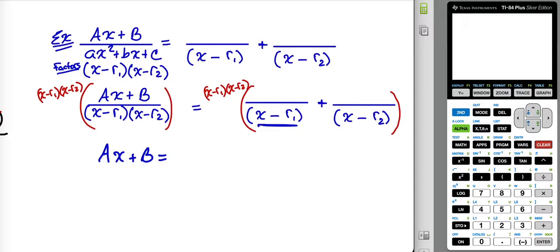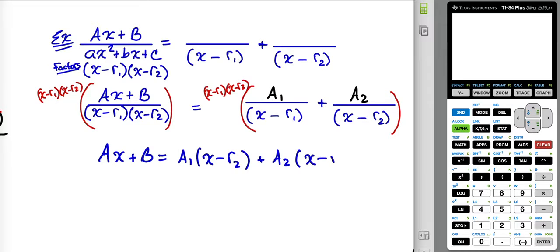So what we do, especially since all we need is something linear, and we know we'll be introducing an x into the numerator, is we just state that there's going to be some constant value here that we'll call a1 and some constant value here that we'll call a2, in which case we would have a1 multiplied by x minus r2 plus a2 multiplied by x minus r1.